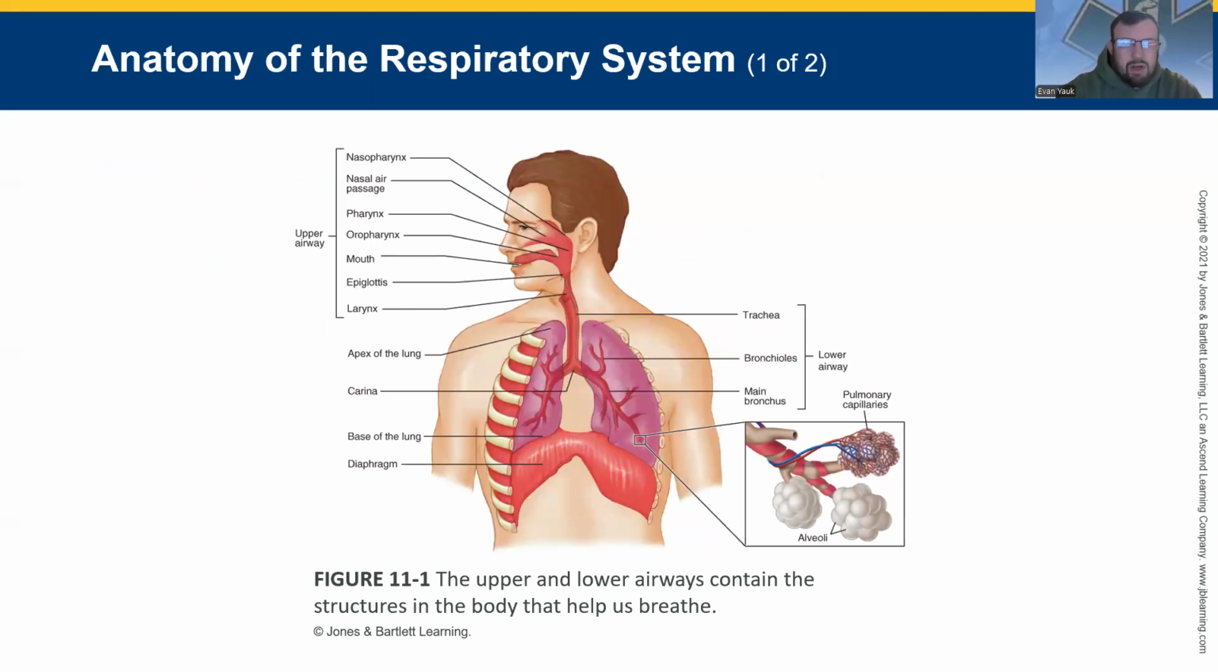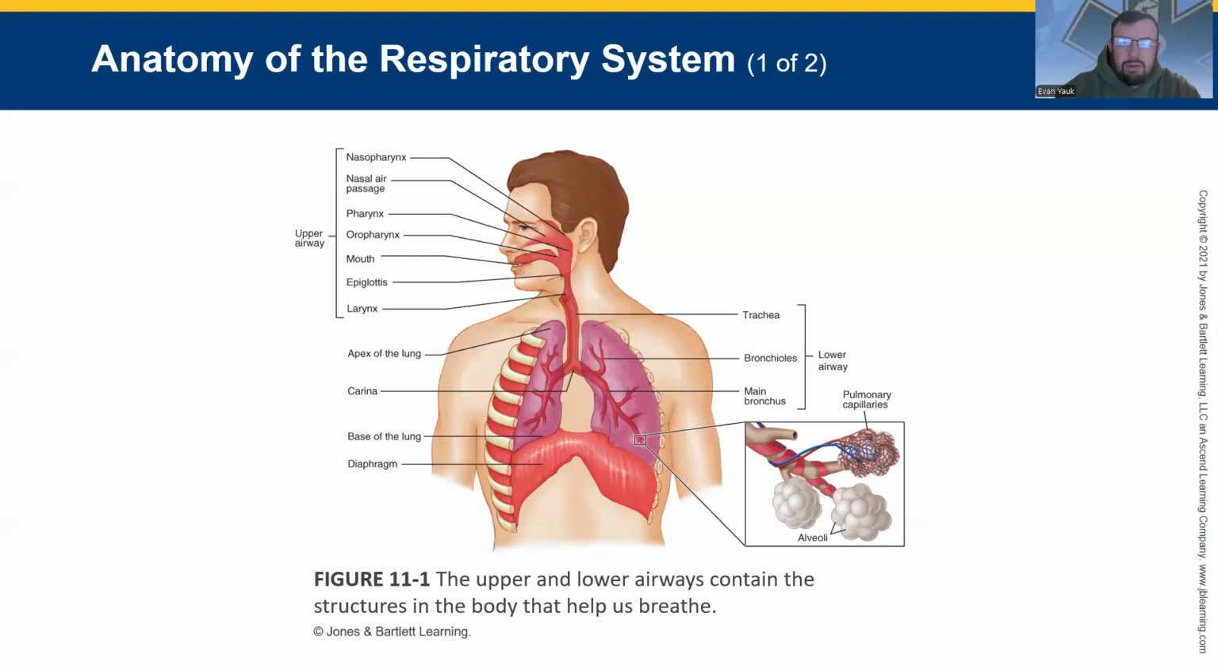Your upper airways, your lower airways. So we start with the nasopharynx, nasal air passage, your pharynx, oropharynx, mouth, epiglottis, and your larynx. Then we've got the trachea. It starts our lower airway, apex of the lung, top of where the lung's at, our bronchioles. So it goes trachea. It's going to drop down to your carina, which is that dividing point where we go into our right and left lung. And then we've got our main bronchi.